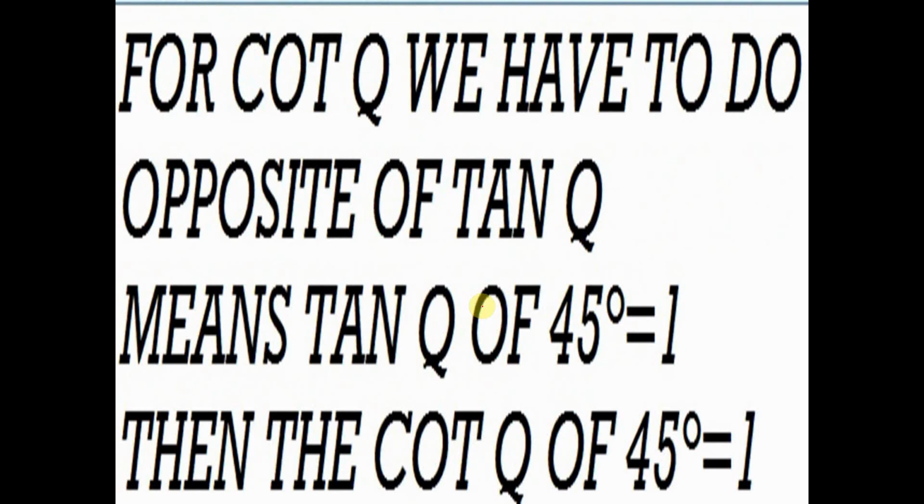Wait a minute. I have written that for cot theta we have to take the opposite of tan theta. Means tan theta of 45 degree is 1. You can go to the previous part and see. Then the cot theta of 45 is 1 because there is no opposite of 1.